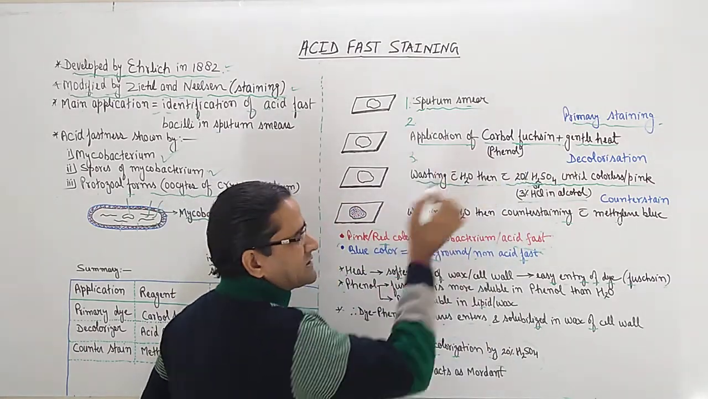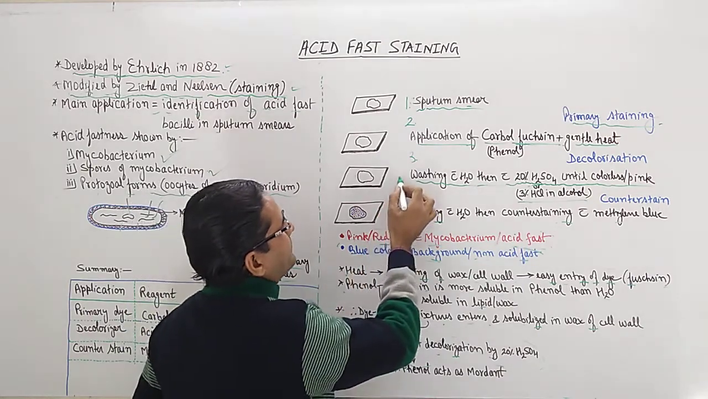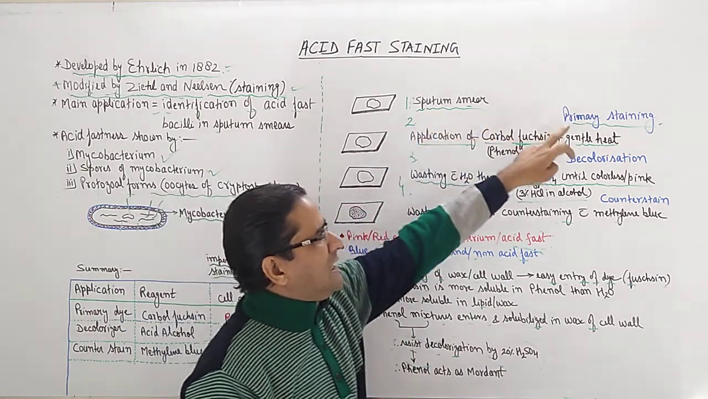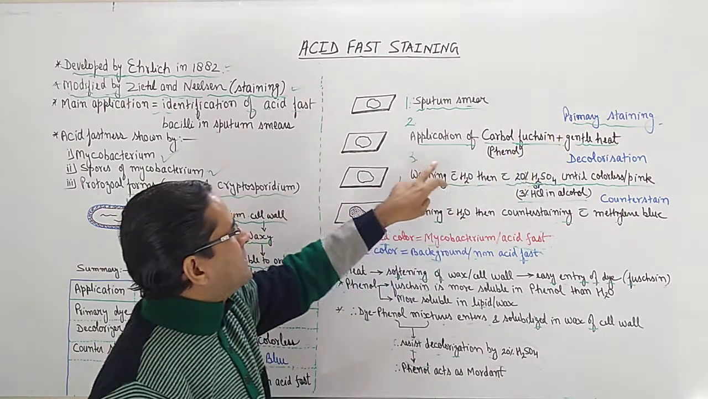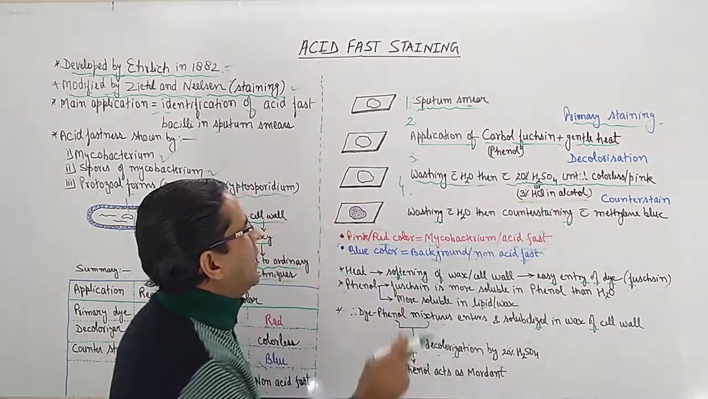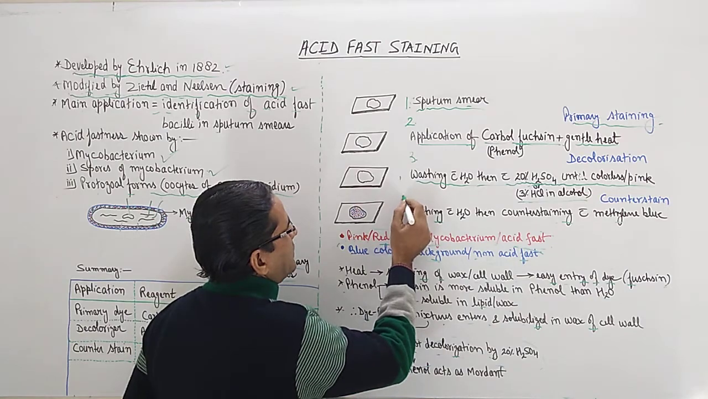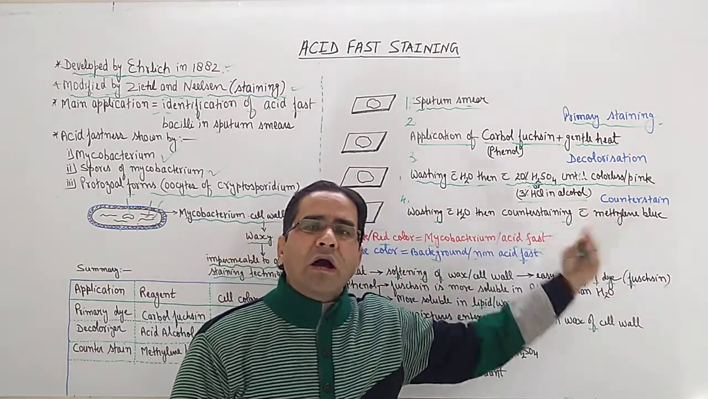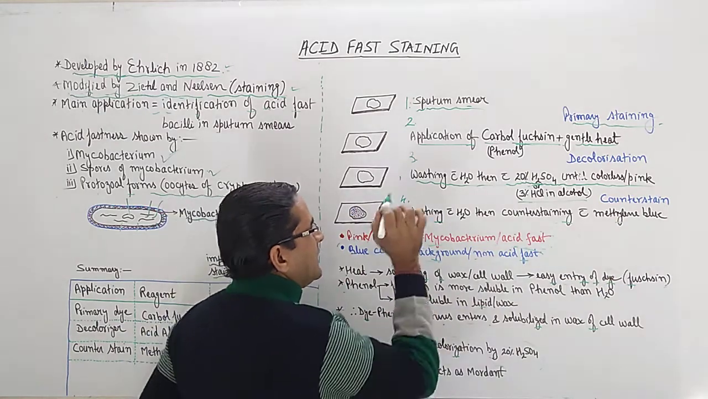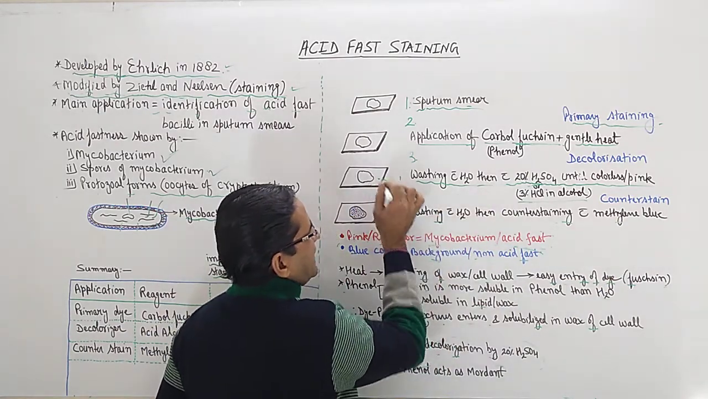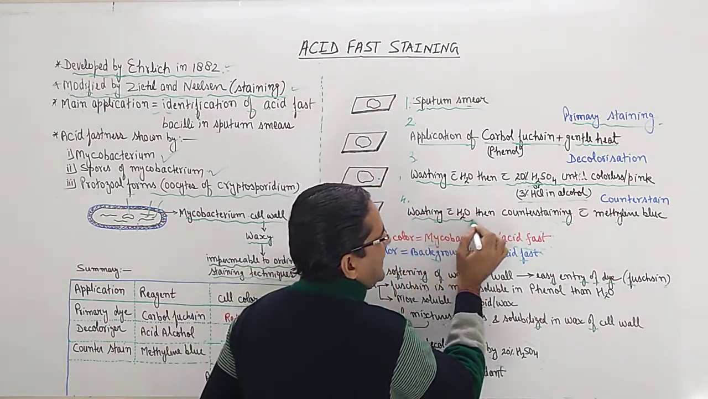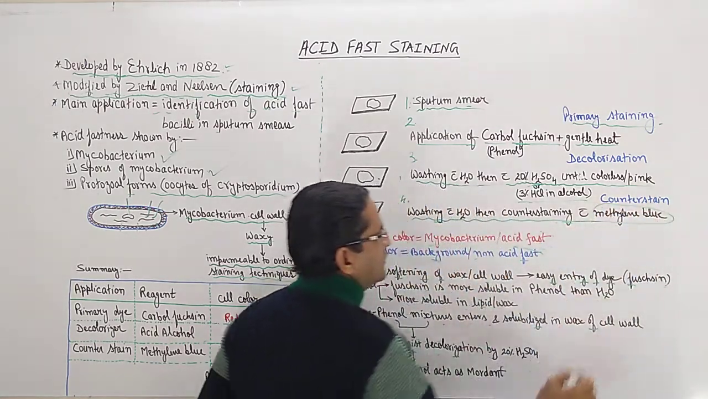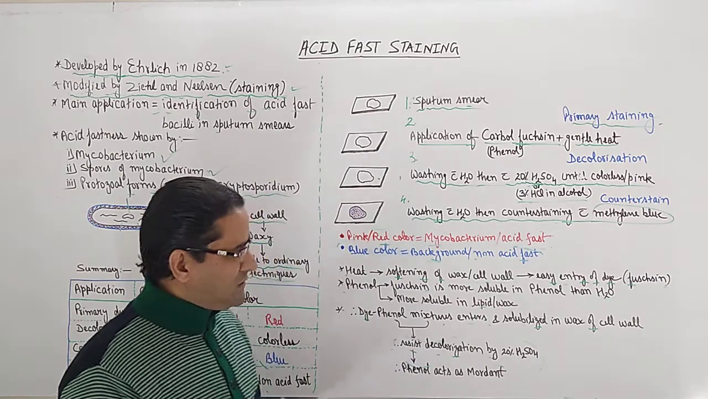See, this was the third step. Now we are going to the fourth step. First was sputum preparation, second was primary staining, third was decolorization, and now we are talking about this step, counter staining. Means we are using a dye of a different color for counter staining. In this step, this slide has been washed with water and then counter stained with another dye, methylene blue. So 4 steps are there.